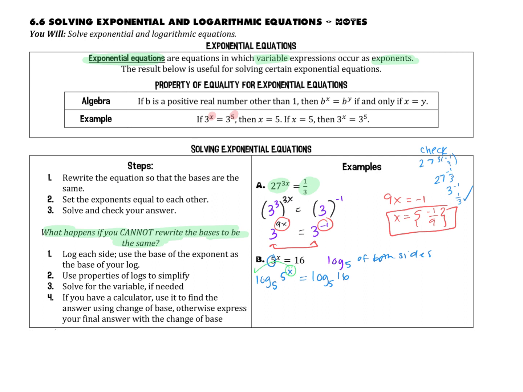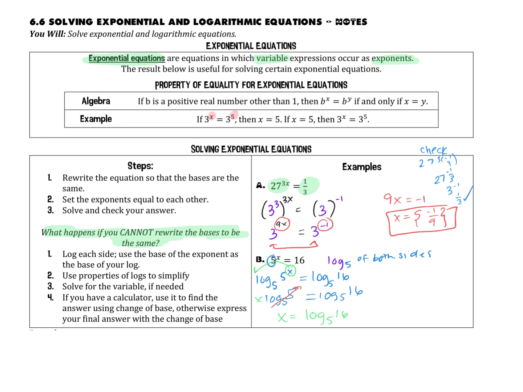So I'm going to take this exponent, I'm going to drop it in front. This is x times log base 5 of 5, based on the properties of logs, equals log base 5 of 16. Now I can see log base 5 of 5. Well, 5 to what power is 5? That's going to be 1. So x is going to equal log base 5 of 16.